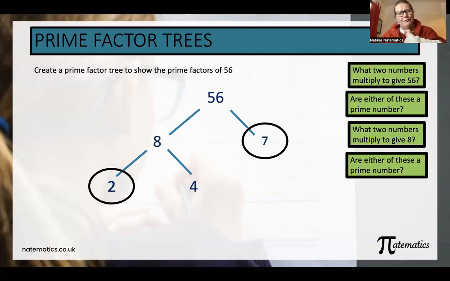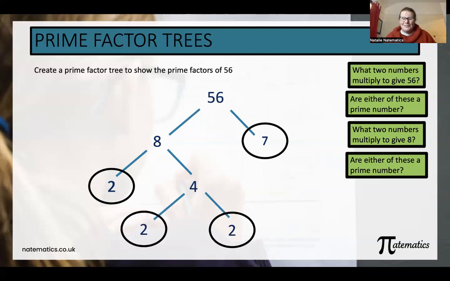And then 4, is 4 a prime number? Well, 4 has factors 1, 2, and 4, so no, it's not. So we carry on. For 4, two numbers that multiply together to give 4. I've just given you the answer, haven't I? 2 and 2. And straight away I've circled them because we've answered that question already.